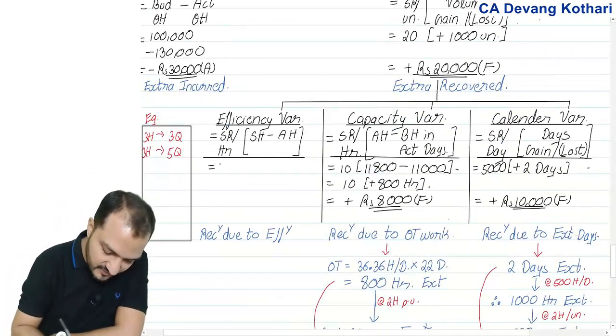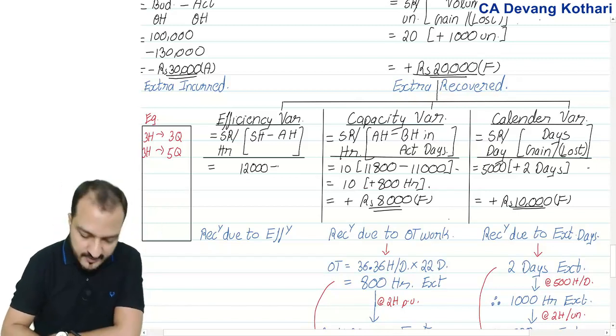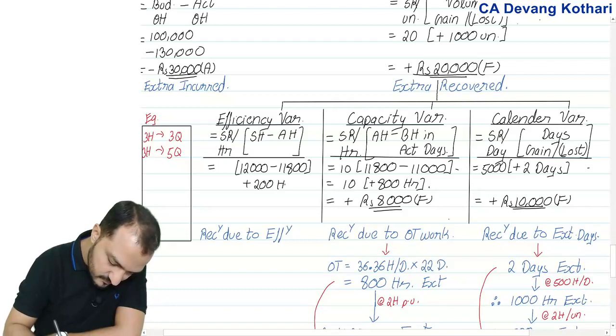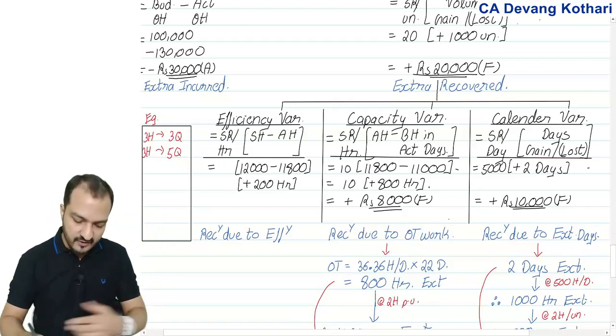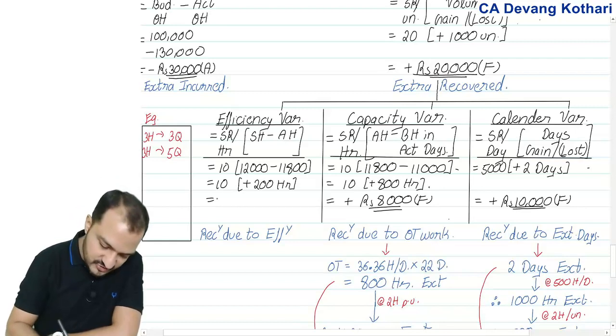Directly, I will explain the formula. Standard hours 12,000. Actually, you completed that job in 11,800 hours. So 200 hours were saved due to efficiency. And that 200 hours of efficiency at the rate of 10 rupees per hour will give me the efficiency variance.